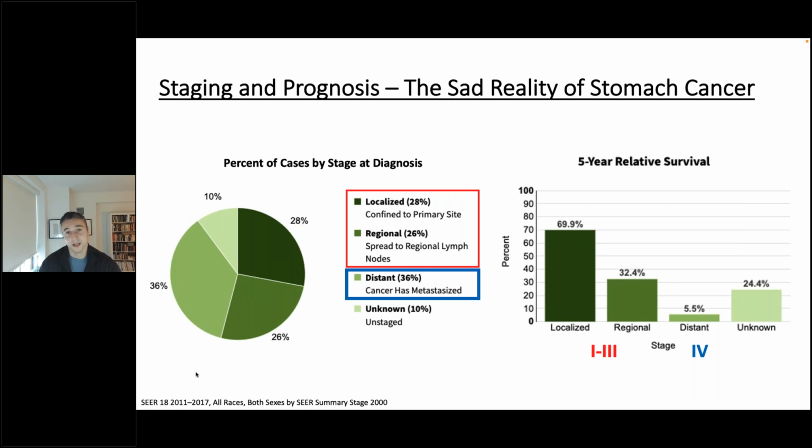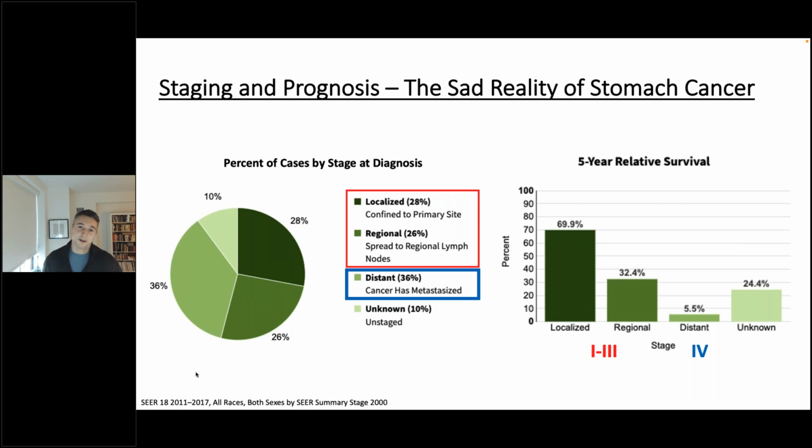If you have a localized disease with no lymph node involvement, the 5-year survival is around 70%, and some series even better. If you have regional disease spread to the lymph nodes, the 5-year survival drops off a lot to around 33%, which is quite bad. And then if you have stage 4 disease, the survival at 5 years is a very, very small minority of patients. Only 5.5% of patients are alive.